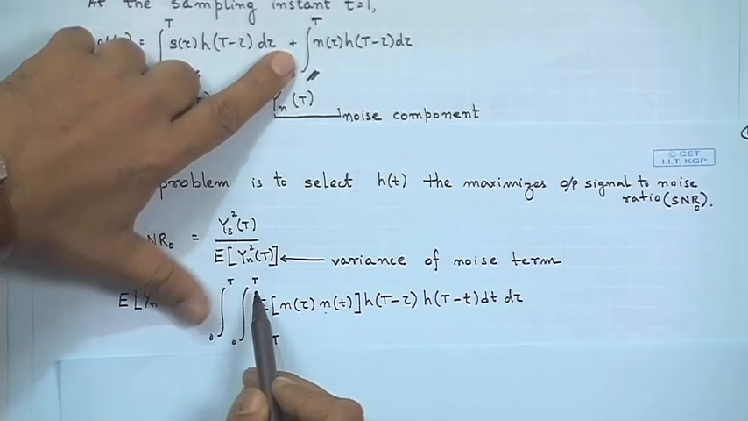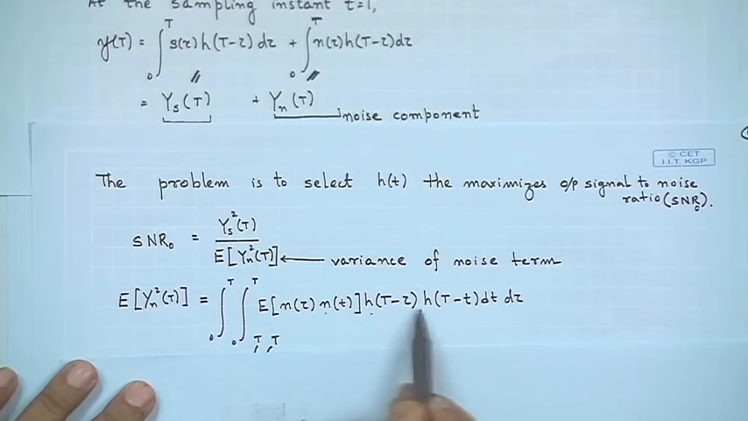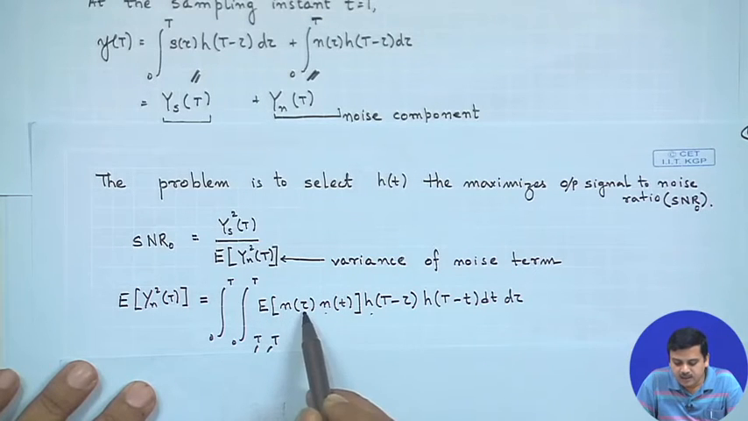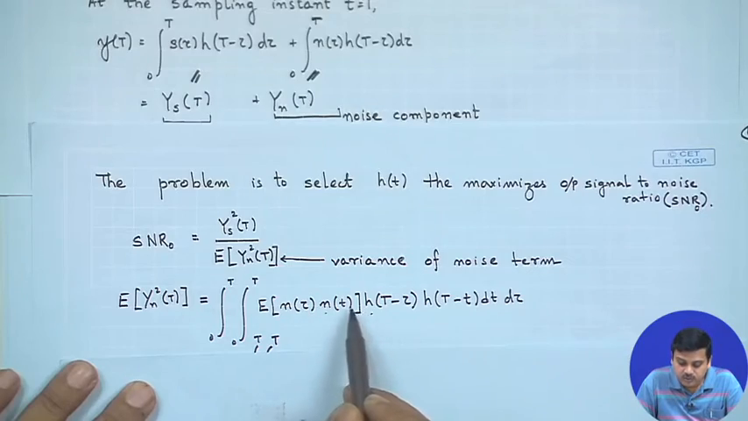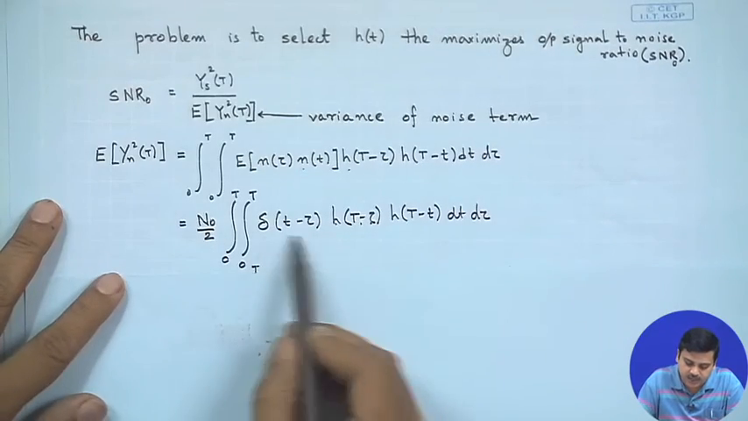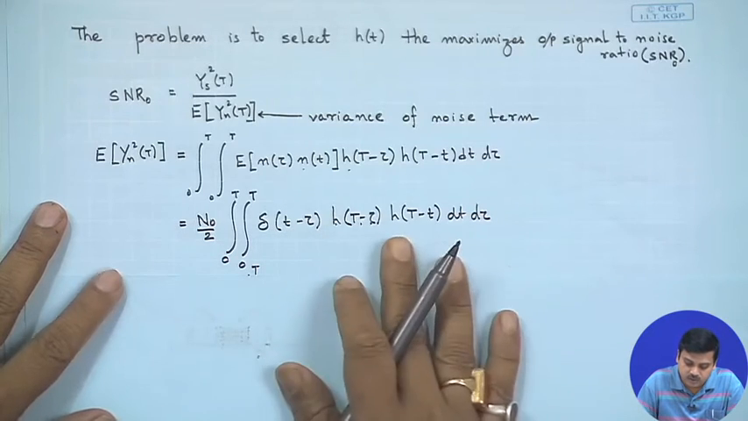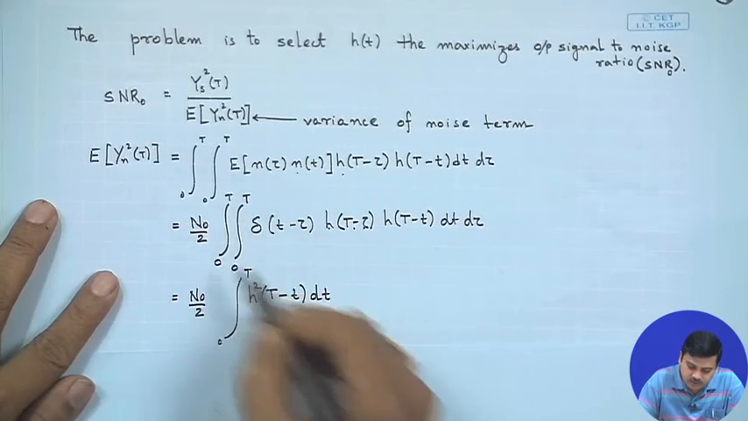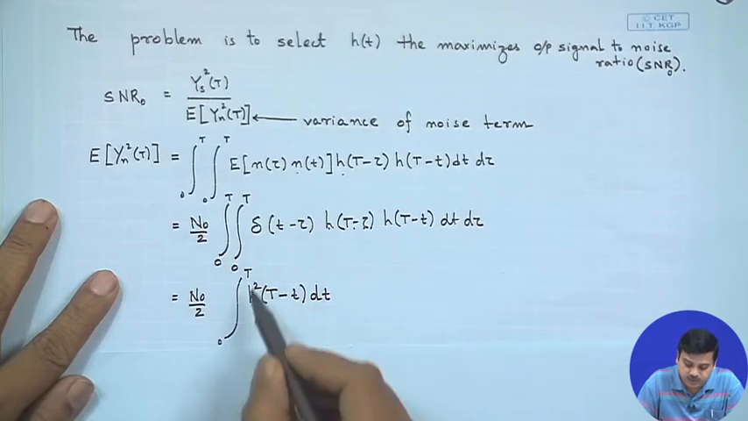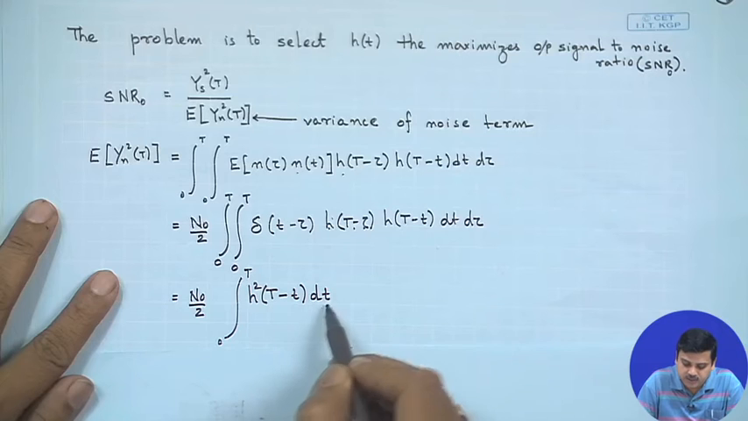So, in the double integral we have 2 n's and we have 2 h values, and E will not apply on h, it will apply on n, and you can guess the result, n(t) n(tau) will be delta(t minus tau). Delta(t minus tau) would mean it is non-zero only for t equal to tau. So, t equals tau, this is equal to 1 and you have N0 by 2, this is a standard result which we have been using. So, t equals tau would keep us with h squared of (t minus tau) dt.